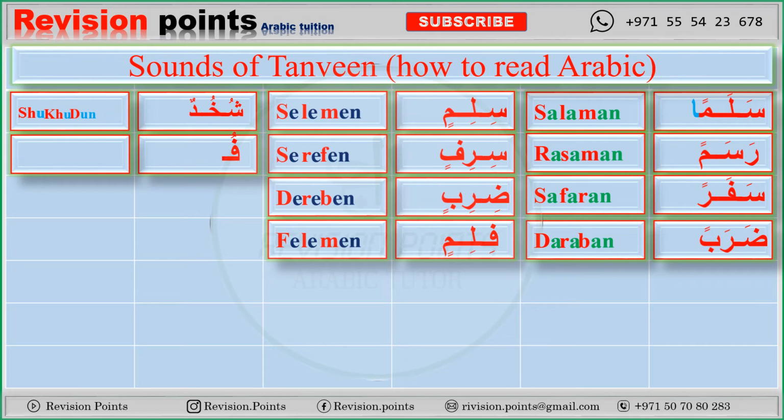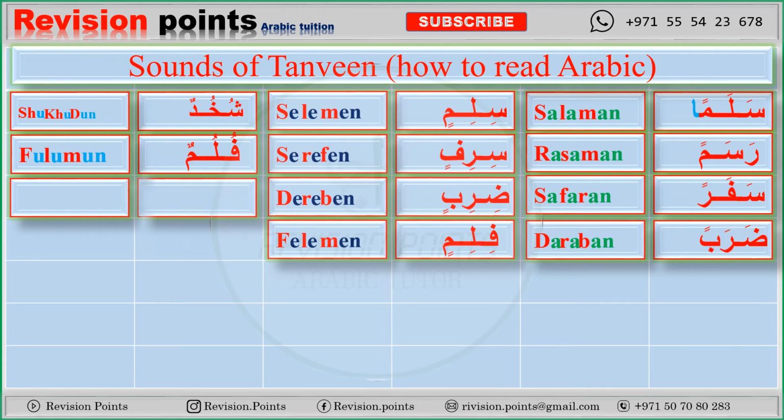Fa with Dhamma is FU. Lam with Dhamma is LU. Meem with double Dhamma is MUN. Fulumun. Meem with Dhamma is MU. Ra with Dhamma is RU. Dal with double Dhamma is DUN. Murudun.